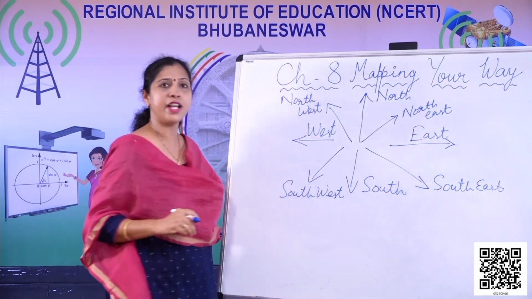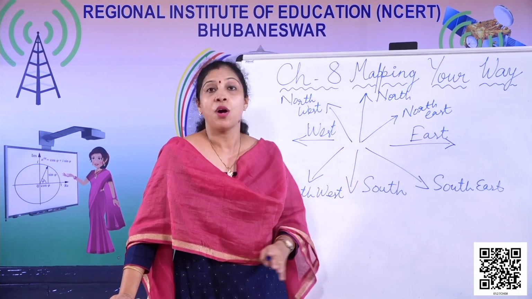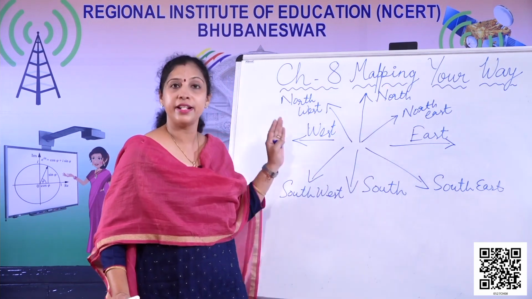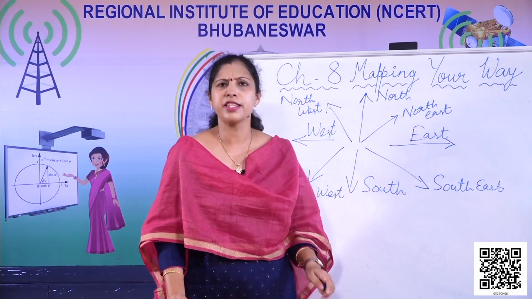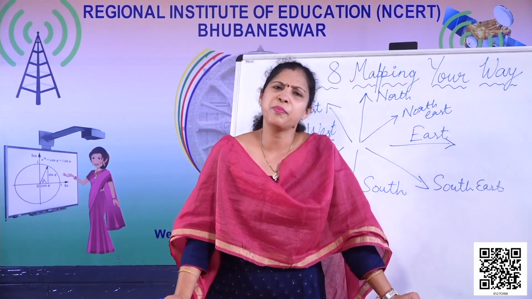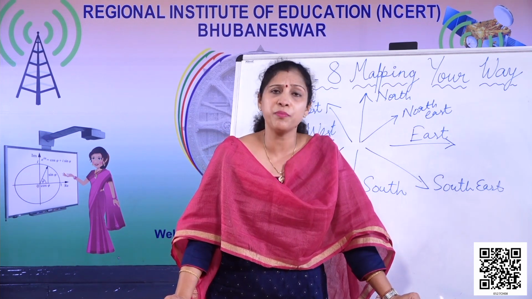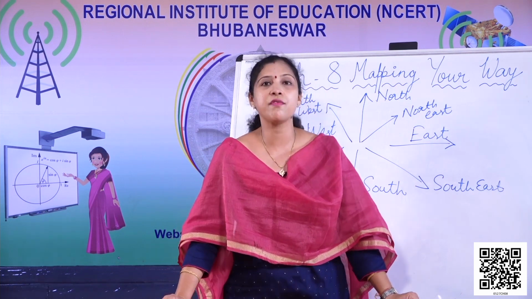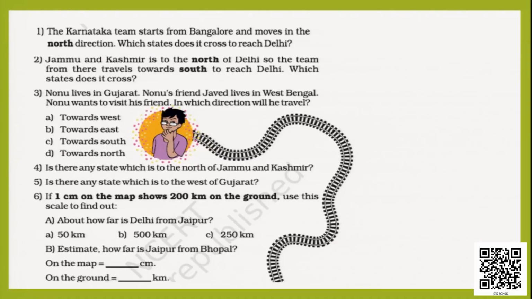Now, if you see the India map, only by remembering these directions, you can name all the states and places which are in these directions. So, let's see what they are doing. Now, they were very surprised. They thought about what route the teams must have taken from their place to Delhi. They must have come through so many states. So it was a game for them. They wanted to find out, if the Karnataka team starts from Bangalore and moves in the north direction towards Delhi, what states it must have crossed to reach Delhi.